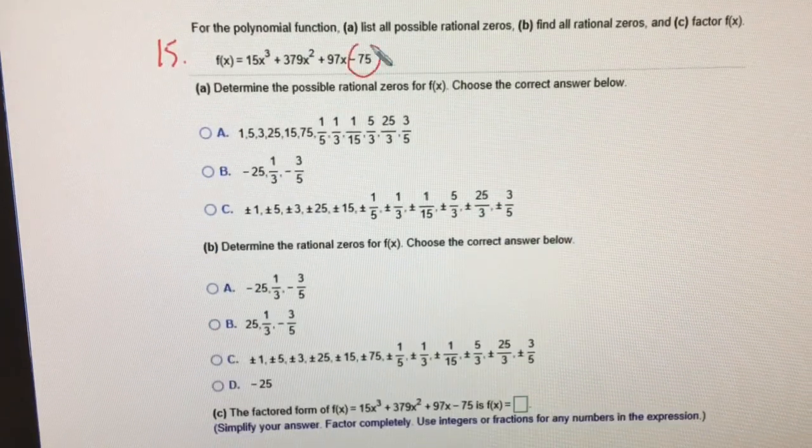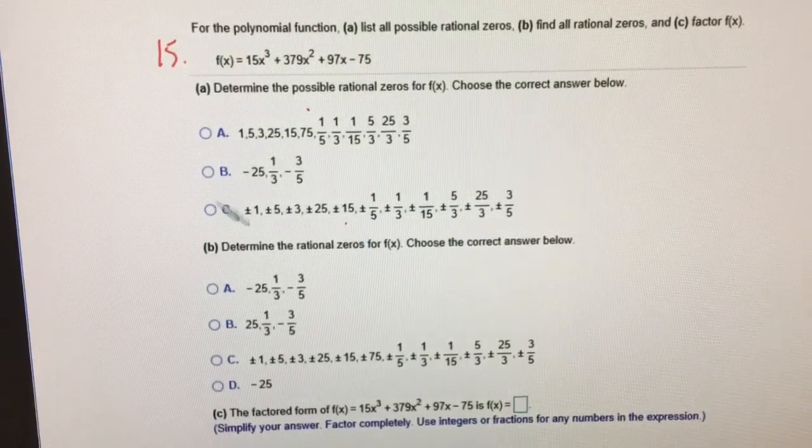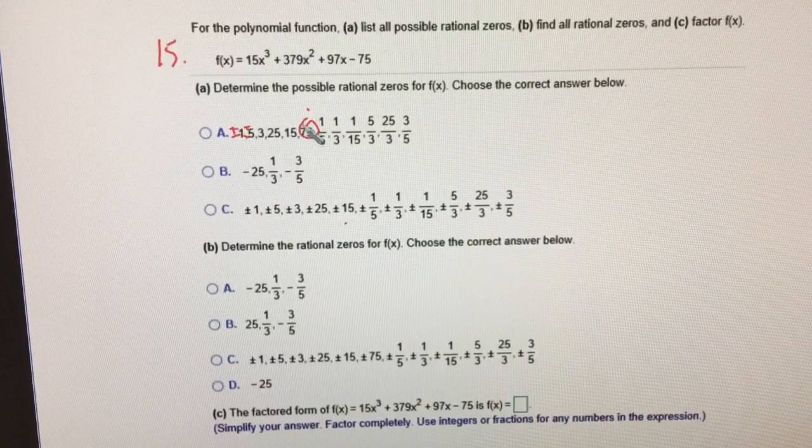Another type of problem, factors of 75 over the factors of 15, but the trick is to find the plus minus 75. Let me see here. I accidentally skipped D, but it should have plus minus for each of these. It's the same thing as A, but plus minus. And it should have the plus minus, so it would be choice D in this particular case.